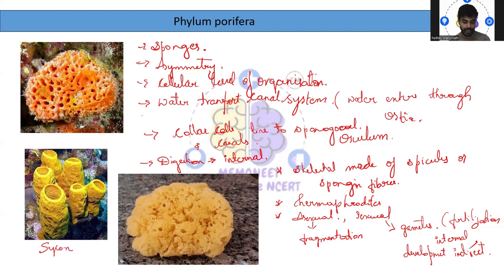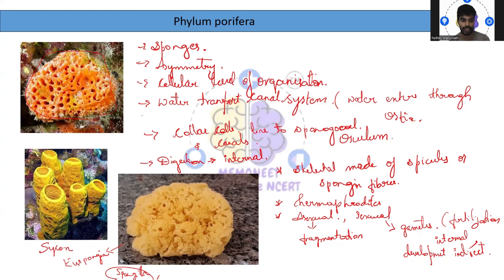So another example is Euspongia. Another example that can be given is Spongilla. Okay, so these Spongilla, right? Whatever you're seeing, the Spongilla, they are called the freshwater sponges also.